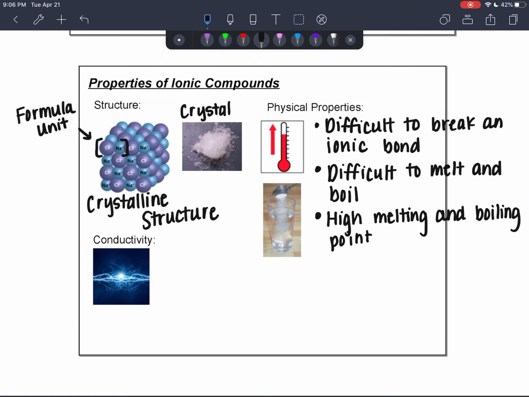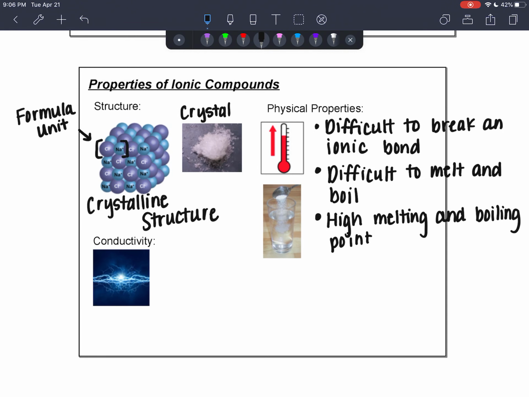Now, because we've got this nice crystal structure, it's very, very difficult to move the ions around, so they're not malleable at all. In fact, you could even describe them as being brittle. It's easy to break a crystal. It's not easy to bend a crystal. So a better word to describe an ionic compound would be brittle and not malleable.